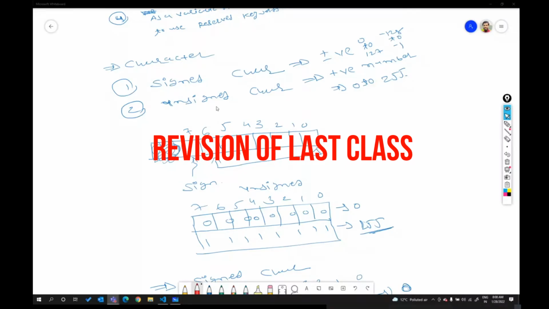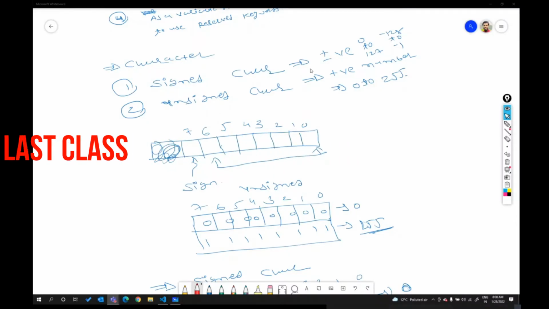We have seen one signed character and unsigned character. Signed character stores positive and negative numbers both. That means the range is from 0 to 127, and then after that, 128 is considered as minus 128 up to minus 1. Unsigned character stores only positive numbers, 0 to 255.